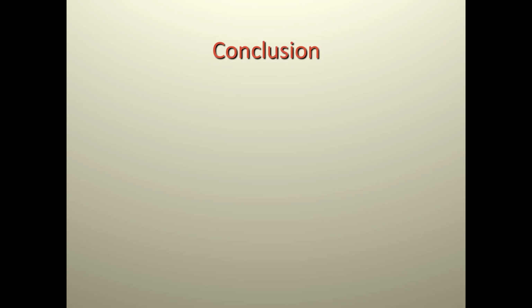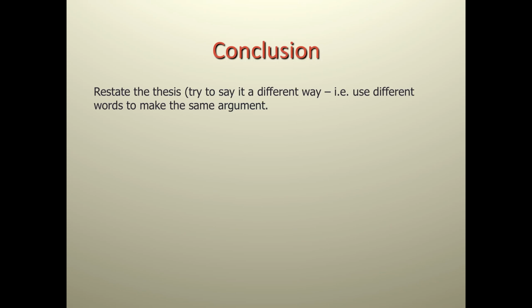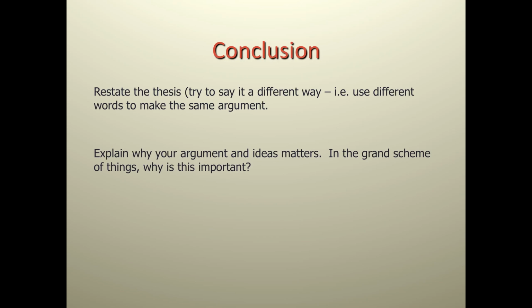The conclusion of your paper, so the final paragraph. In the final paragraph, you're going to restate your thesis, but try not to say it in exactly the same way. Try to use different words to make that same argument. Also, you'll want to give a larger statement about why this is important. So you went through the trouble of writing about this and collecting your sources and making an argument. So in the grand scheme of things, why is this important?